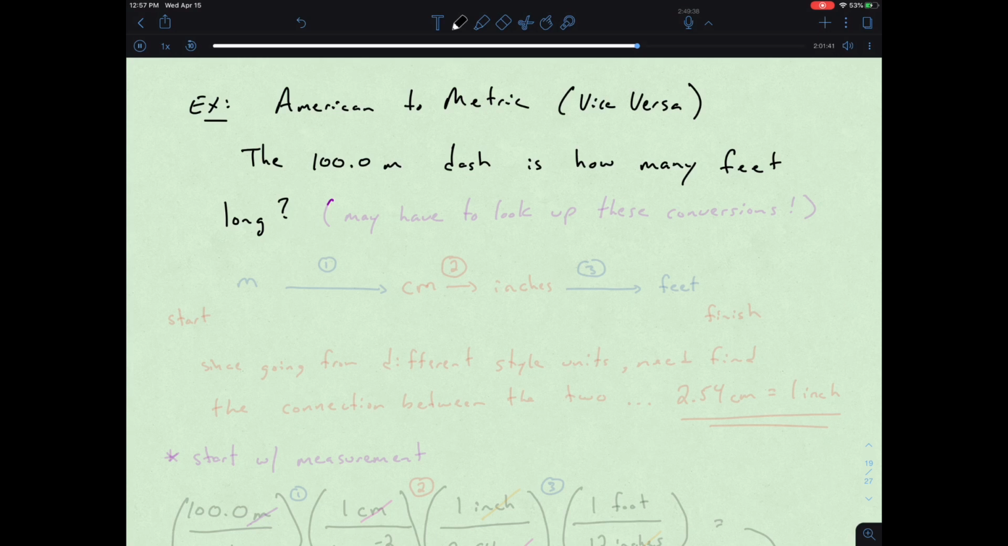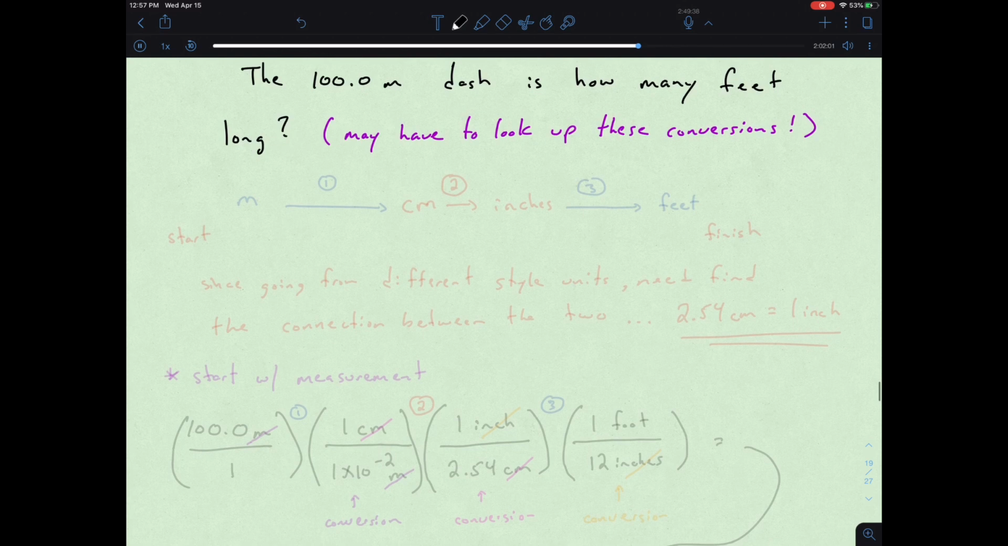So realize that you may have to look up these conversions, and that's okay. But if we think about our process again, where do we want to end up in this process? We want to end up in terms of feet, and we're starting with this idea of meters. So here's the start. Here's the finish.